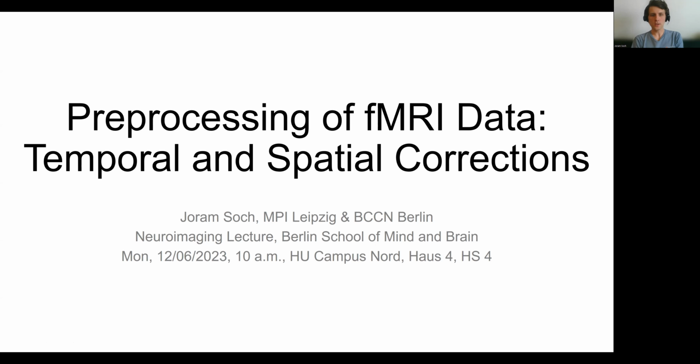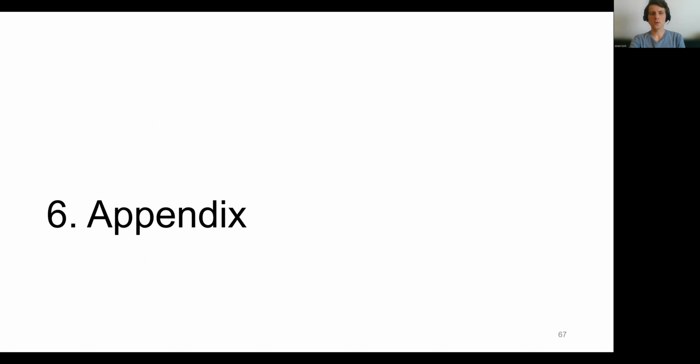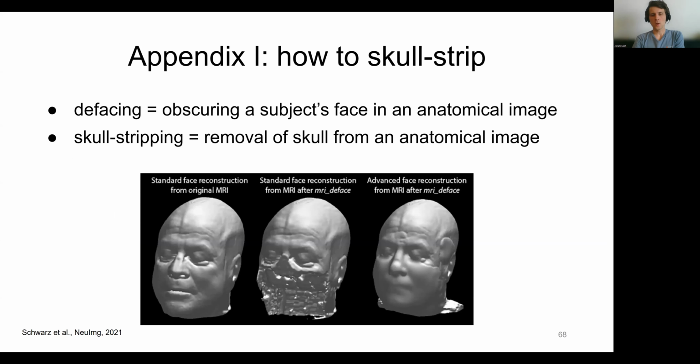Okay, in this additional video, I want to talk about some other aspects related to preprocessing, which could or could not be interesting for you. So the first of these appendices relates to skull stripping. And this becomes more and more important in order to provide functional MRI data which do not contain personal data.